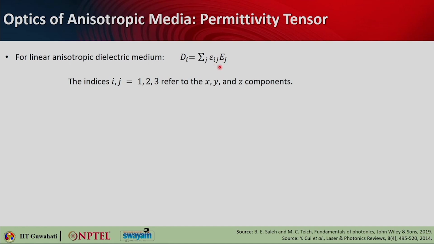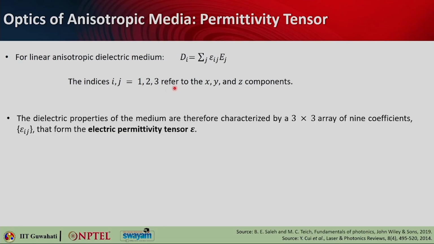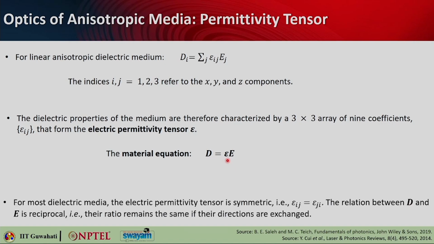So, epsilon_ij is basically the permittivity tensor. What are these indices i and j? They are basically 1, 2, 3, and they refer to the x, y and z components. Here you can see that the dielectric property of the medium is characterized by a 3 by 3 array of 9 coefficients, and that forms the electric permittivity tensor epsilon. The material equation remains the same, that is D equals epsilon E, but here epsilon is a tensor.